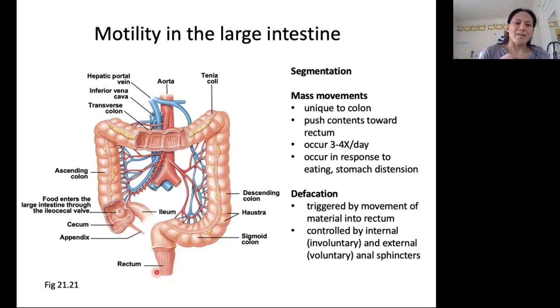However, you might be aware that you don't just poop kind of randomly. And the reason for that is because outside of our internal anal sphincter, we also have another anal sphincter called the external anal sphincter, which is under voluntary control. So in that way, we can control when we relieve ourselves.